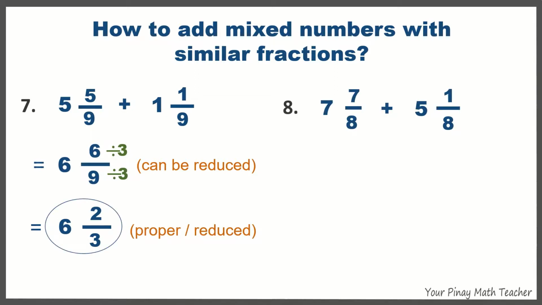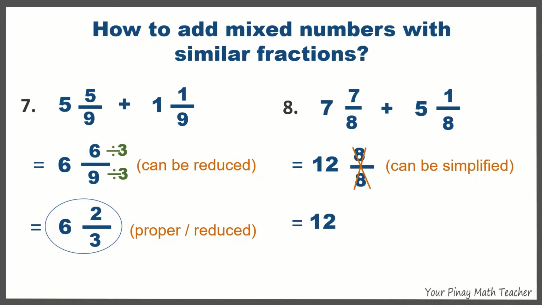Number 8. 7 and 7/8 plus 5 and 1/8. Add 7 and 5, so we get 12. 7/8 plus 1/8 is 8/8. And we know that this can still be simplified. So bring down 12 and then do not copy 8/8 anymore. Instead, you replace it with 1 whole. So adding 12 and 1, we get a final answer of 13.